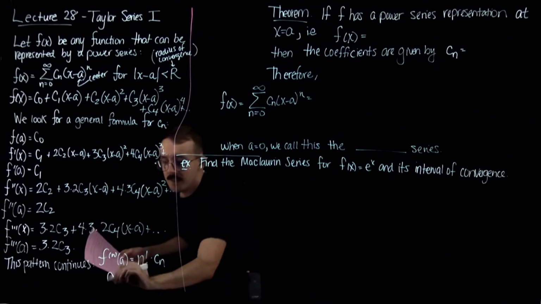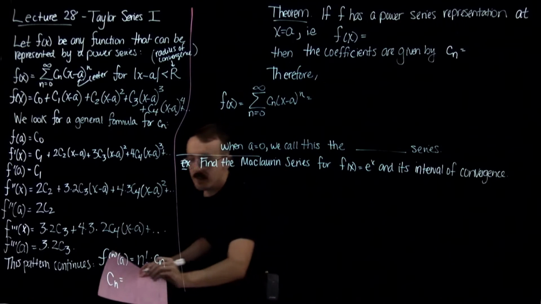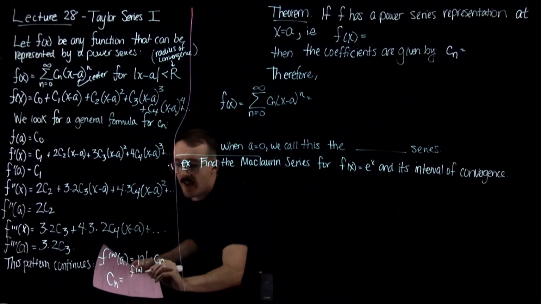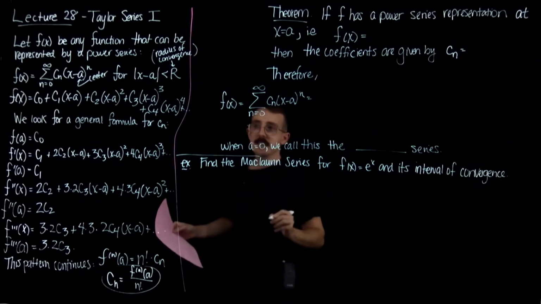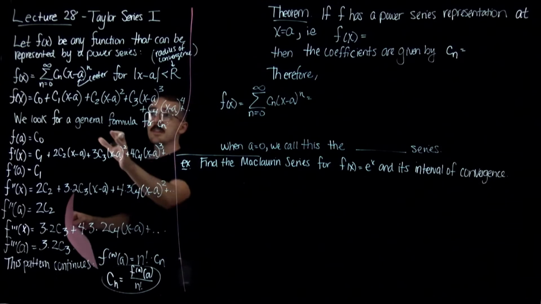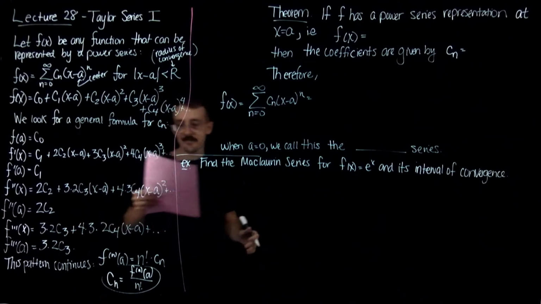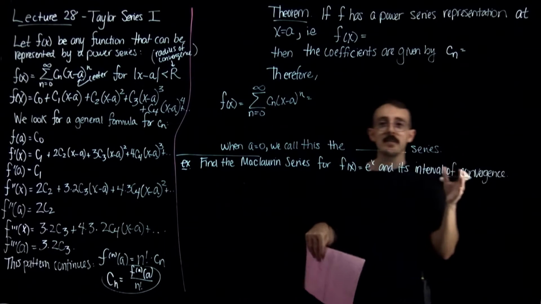And in other words, that means that the c sub n, the coefficients, are equal to the nth derivative of f at a divided by n factorial. So that is the formula for these coefficients of the power series. So this leads us to this theorem over here.